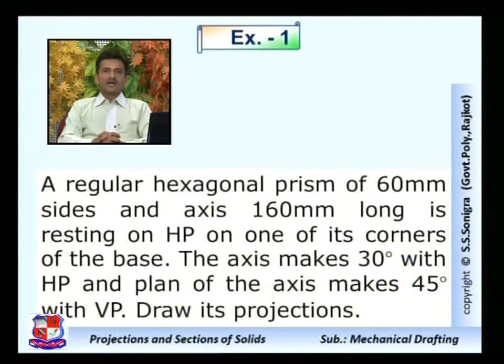So here a regular hexagonal prism is there. Dimensions are given to us, and it is resting on HP on its corner of the base. So let me think about the solution of this problem. The given data is like this. We can write all this data in short form like this: hexagonal prism 60 by 160 resting on HP, and axis 30 to HP, and top view 45 degree to VP. This is the short and sweet data for the given problem.